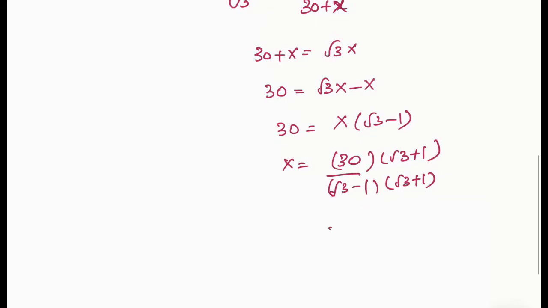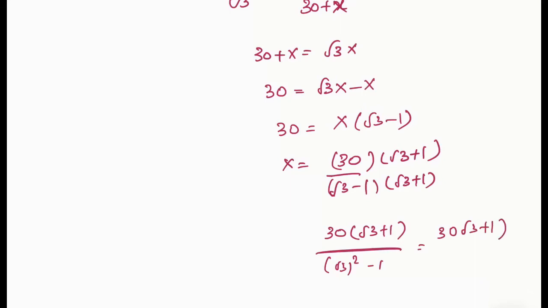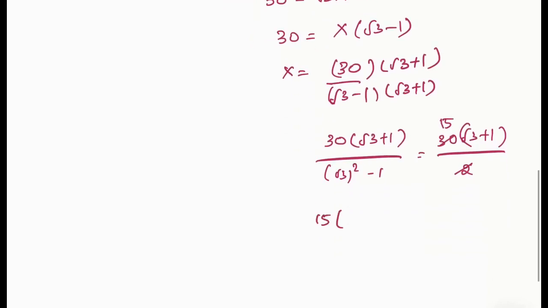So what do I get? 30 into root 3 plus 1 by root 3 minus 1 into root 3 plus 1, which is in the form a plus b into a minus b. That is root 3 squared minus 1. Root 3 squared is 3, 3 minus 1 is 2. So you get 30 by 2, that is 15, into root 3 plus 1. What's the value of root 3? That is 1.732, plus 1.